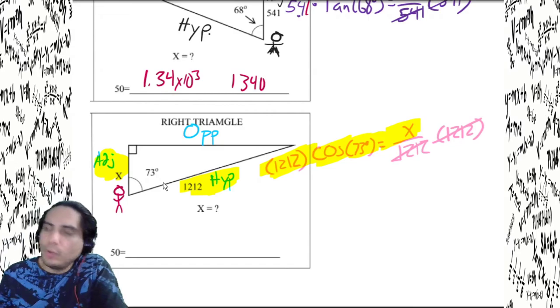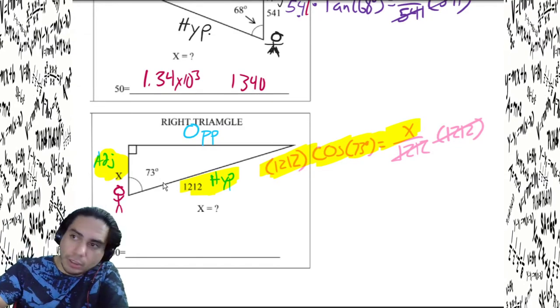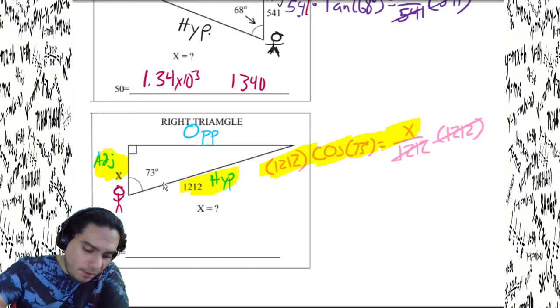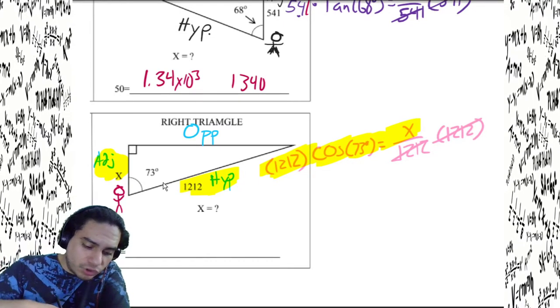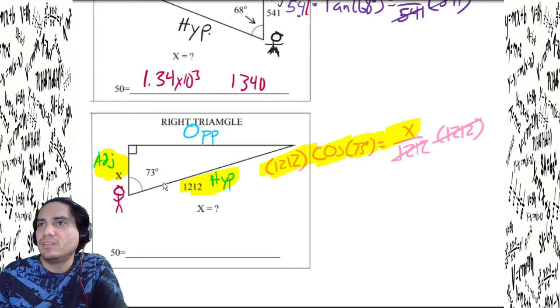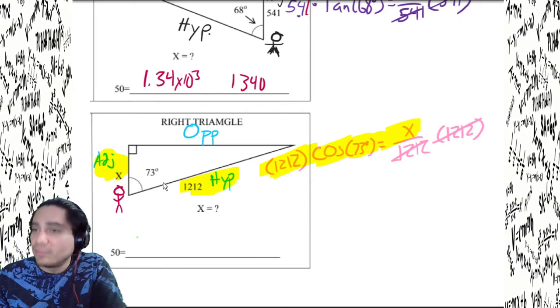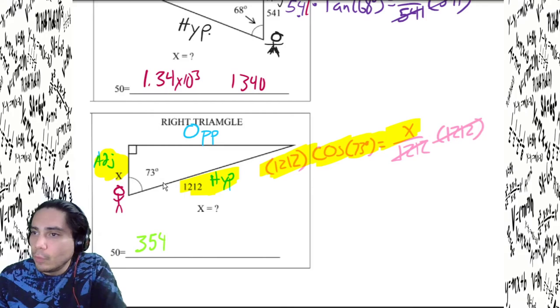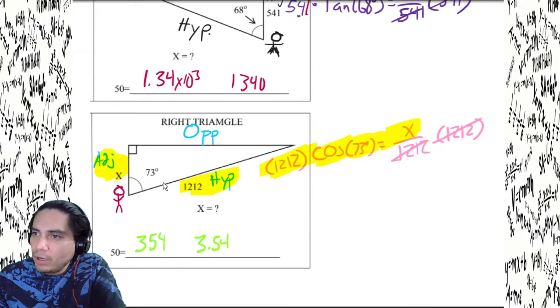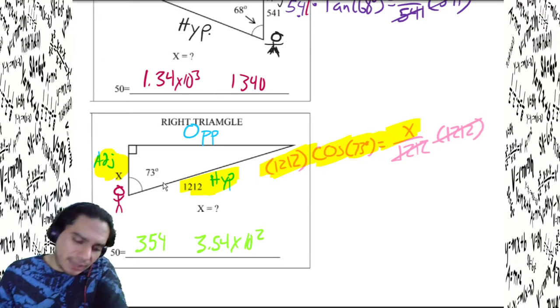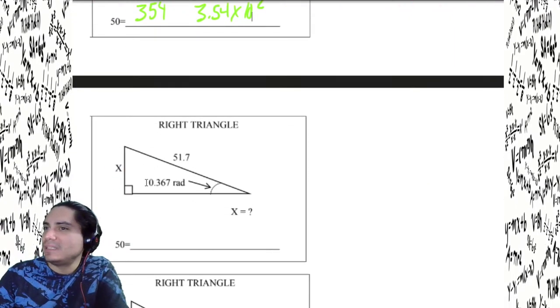We got to do 12, enter. We're going to go ahead and hit 73, cosine it, and hit multiply to connect it. And now we got ourselves our answer. It's going to be what? That's right. 354, or 3.54 times 10 to the second. Easy work.